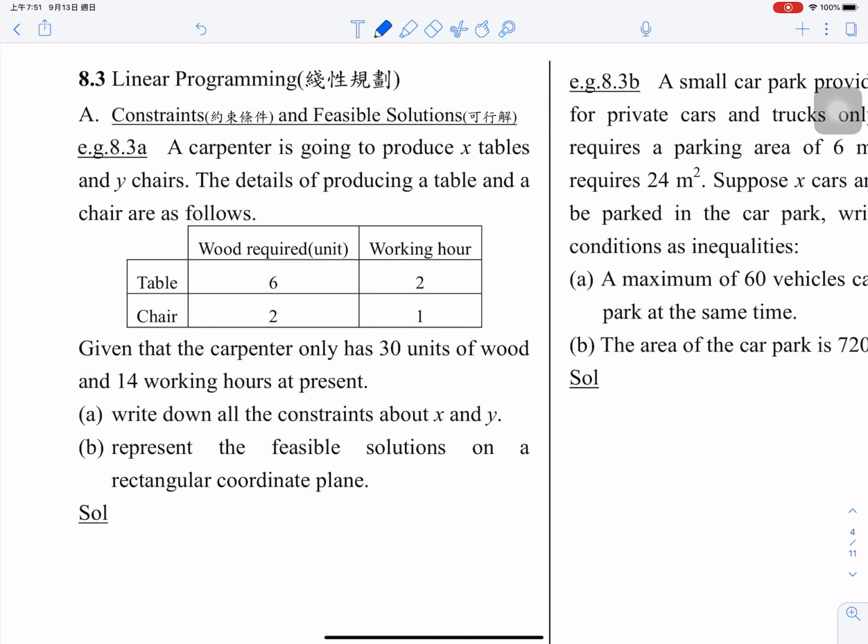8.3 Linear Programming. This session now talks about some practical situation, and how to consider the situation with all the conditions and think of it as a linear programming. 線性規劃. Here we have some constraints, in Chinese 約束條件. And after considering the constraints, we need to find the feasible solution. 可行嘅解.